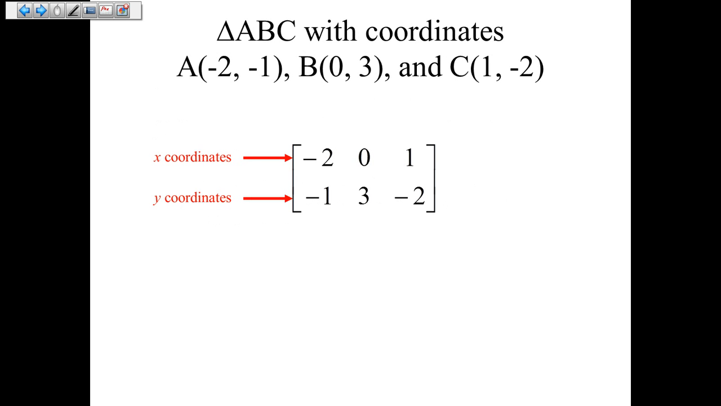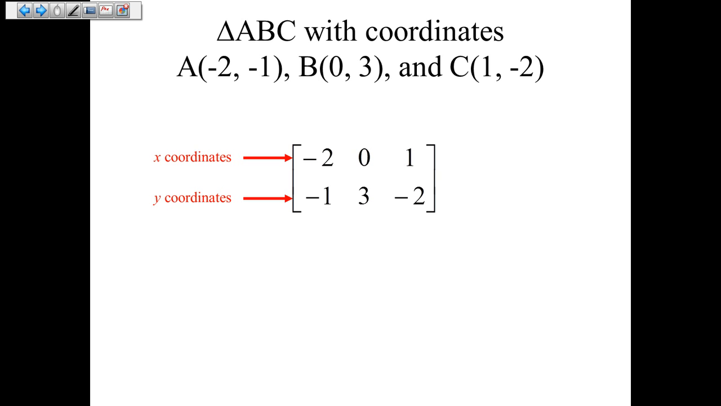Now, here we see the matrix for the triangle ABC, where A is the point -2, -1, B is the point 0, 3, and C is the point 1, -2. So this matrix is just a way to store this data, the x-coordinates and the y-coordinates for the 3 points. Now we're going to be multiplying this matrix by numbers.